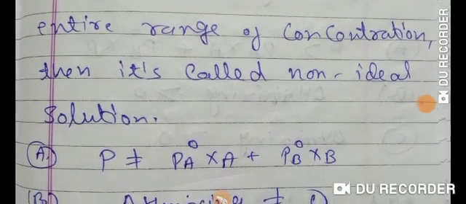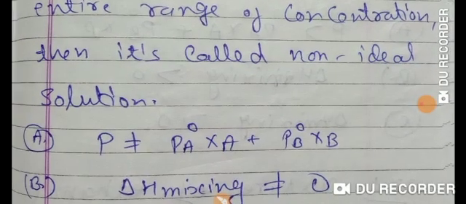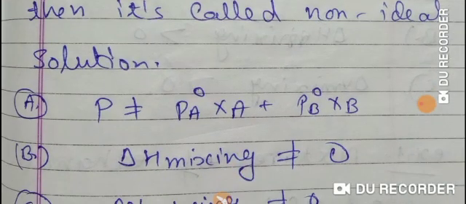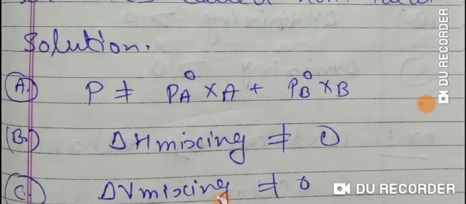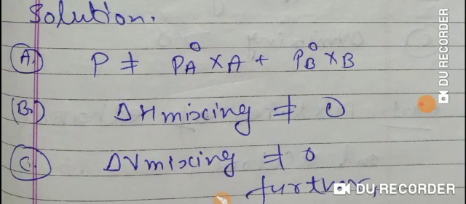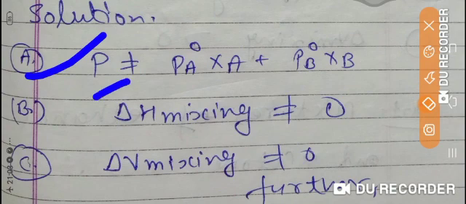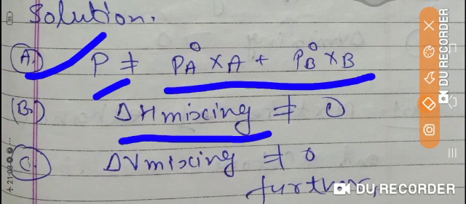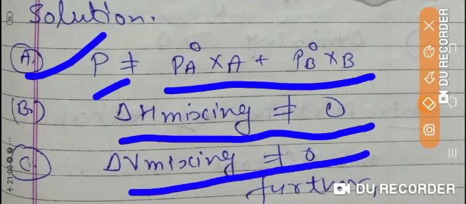Okay, now come here. What are the conditions? There are three conditions, students. What you are looking at on the screen: P not equal to Pa naught xA plus Pb naught xB, delta H mixing is not equal to 0, and delta V mixing is not equal to 0. So these are the conditions of the non-ideal solutions.